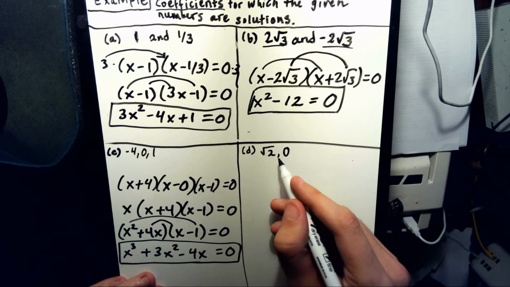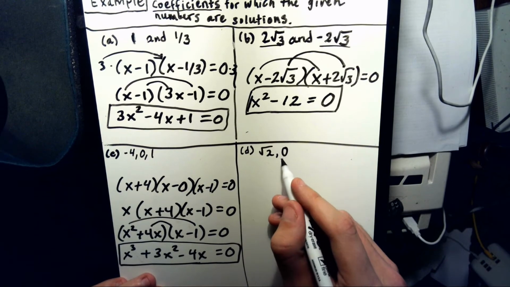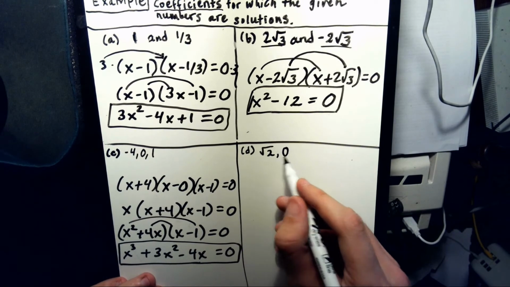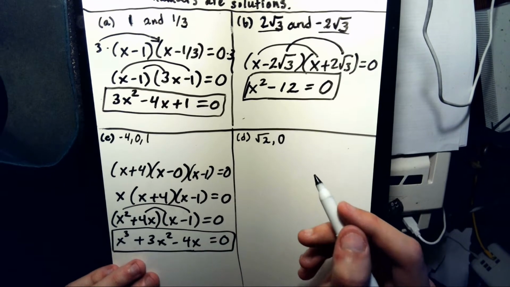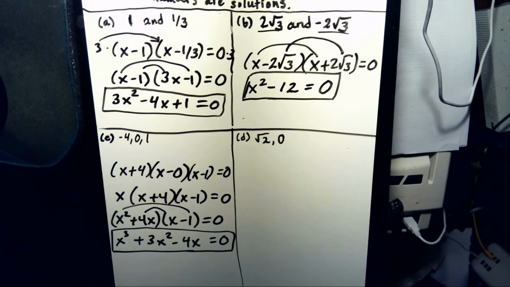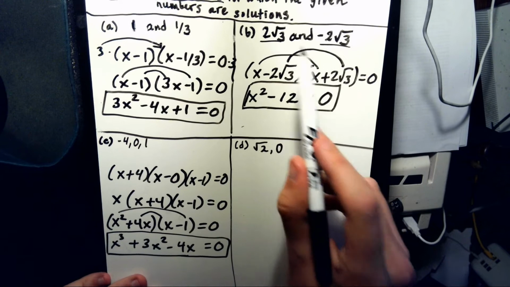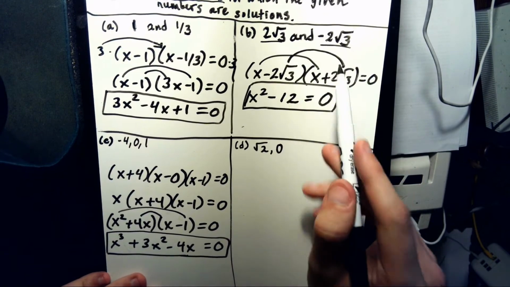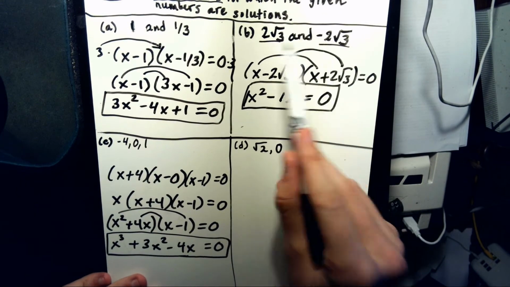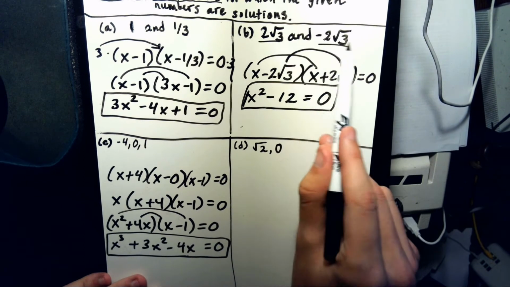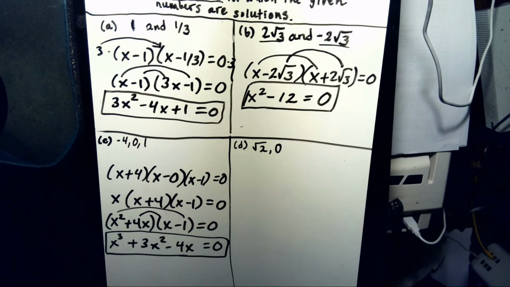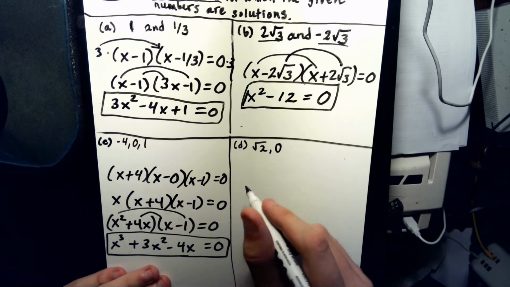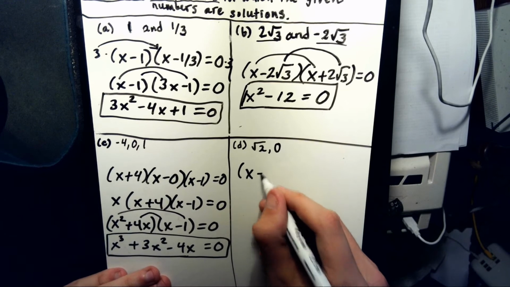We want to get a polynomial equation with integer coefficients with root 2 as a root and 0 as a root. Well, let's think about that. One thing I noted up here with letter B is that whenever you've got these radicals, they've got to come in these conjugate pairs. So let's put that on the back burner though, and just see what happens when we try to apply the same approach.